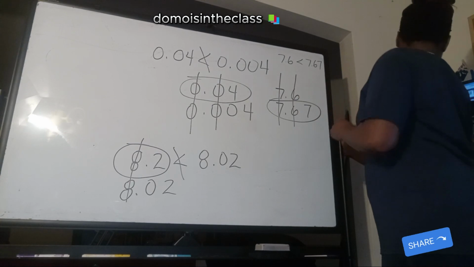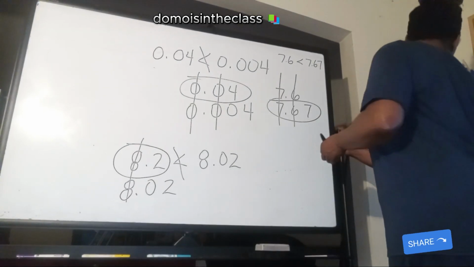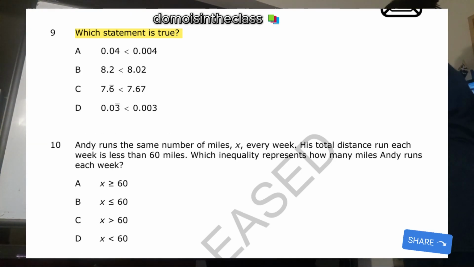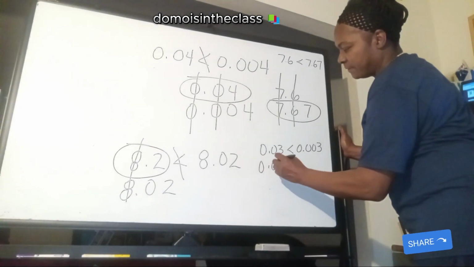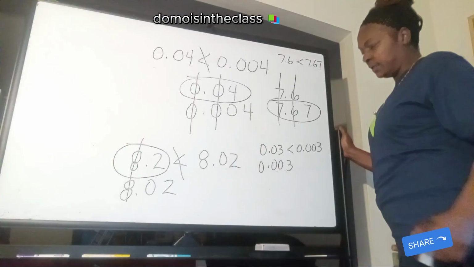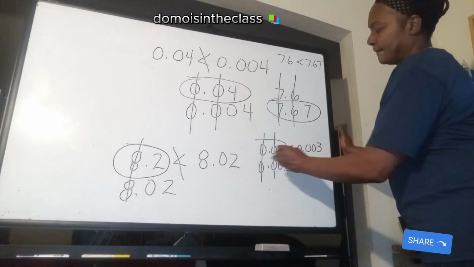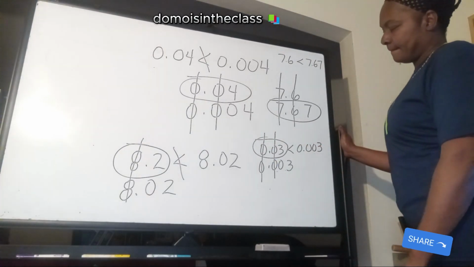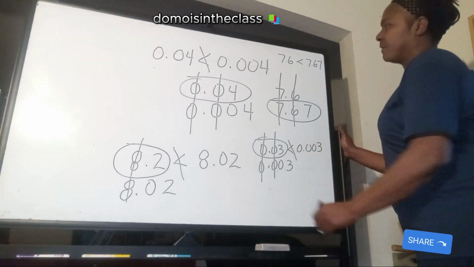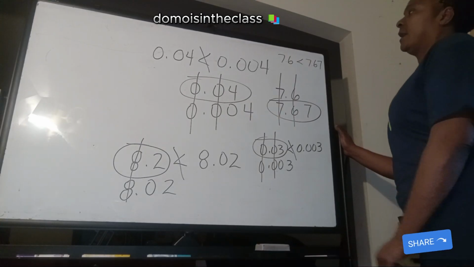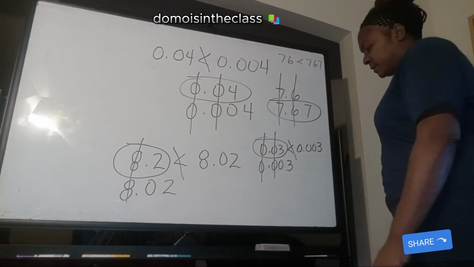That is correct. And just to check the last one, because I like to work all of them, we have 0.03, hundredths, is less than 0.003, thousandths. So we do the same thing. We line them up and we check to see where our change comes. The zeros are the same. The zeros are the same. And the 3. So 0.03 is bigger than. So that is incorrect. And this one, 7 and 6/10, is smaller than 7 and 67/100. Great job.